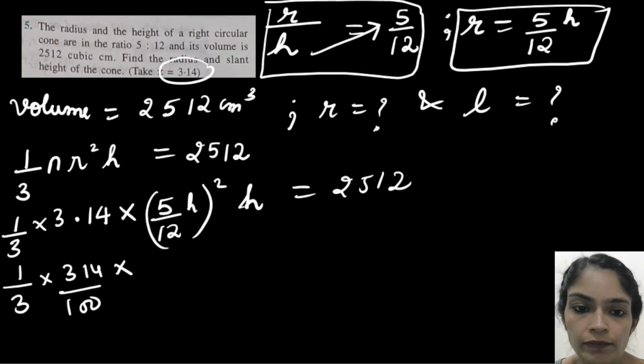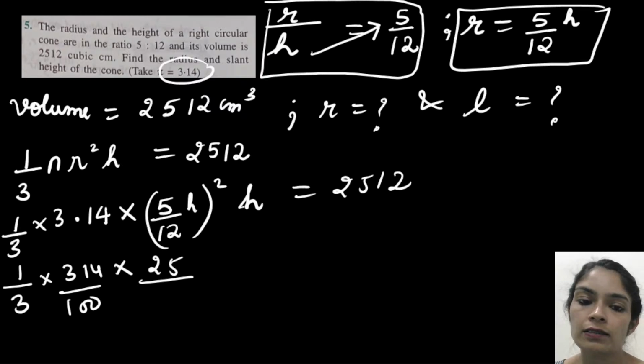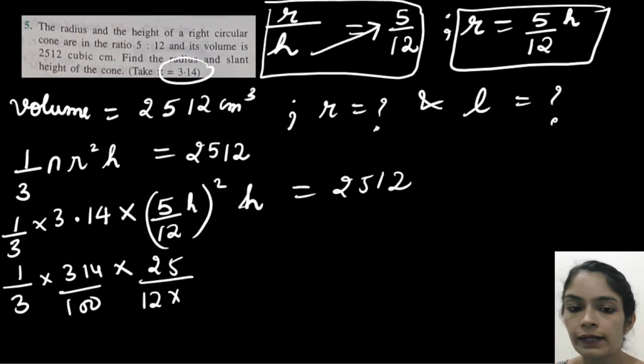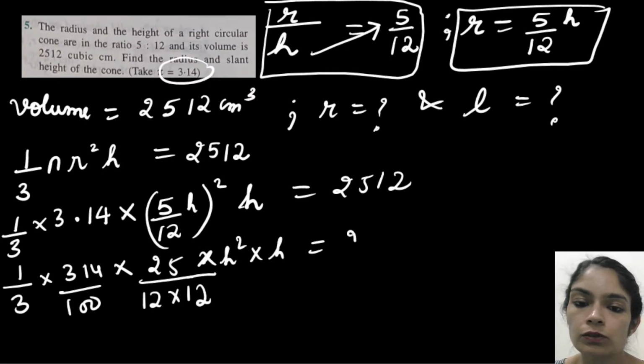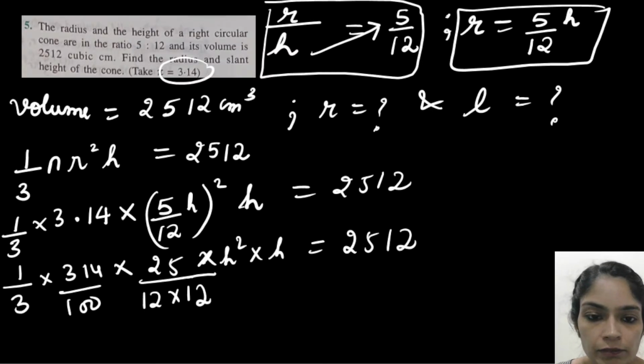And this square, if I do 5 square is 25. 12 square is, we can do, but it will become very big. 25 was small. You can also write it as 12 into 12. If you want 144, you can write, but the number is a little big. So I'm just writing 12 into 12. h square into h is equal to 2512. So till here we have done.